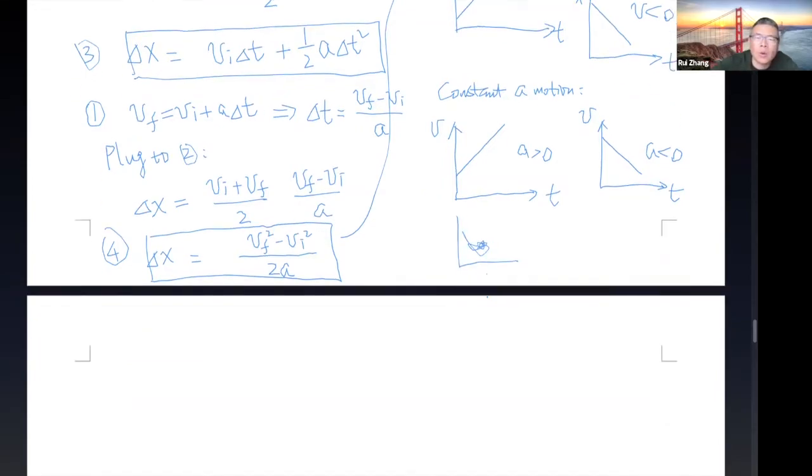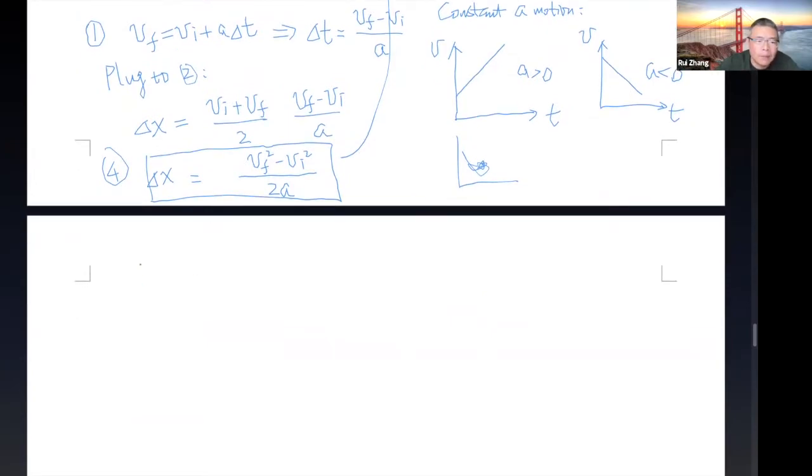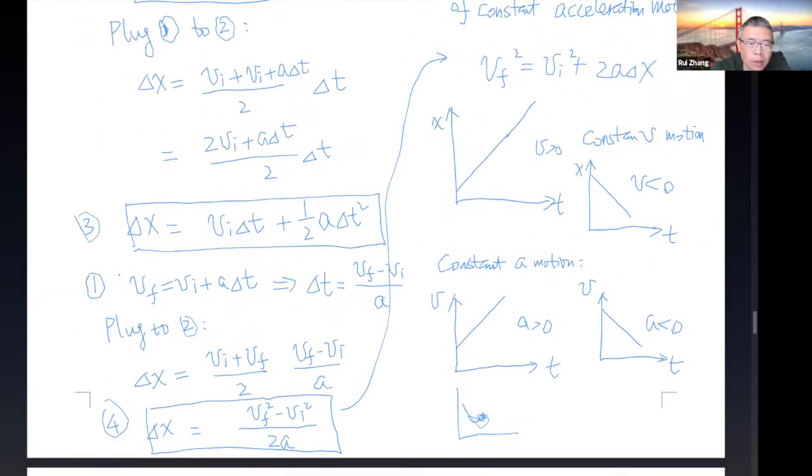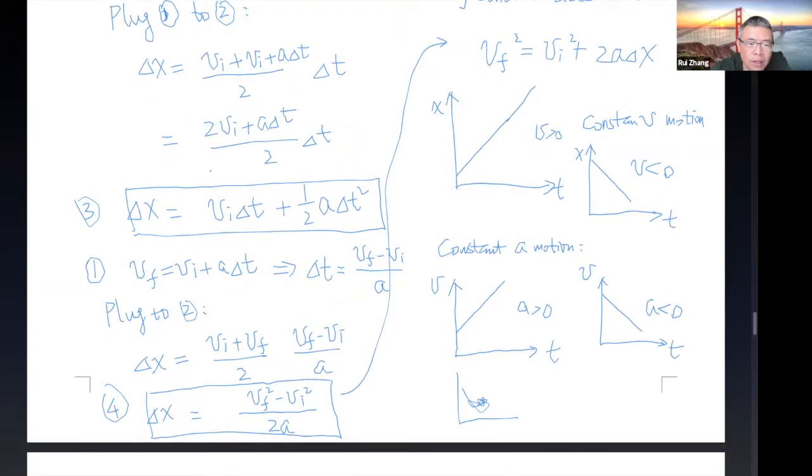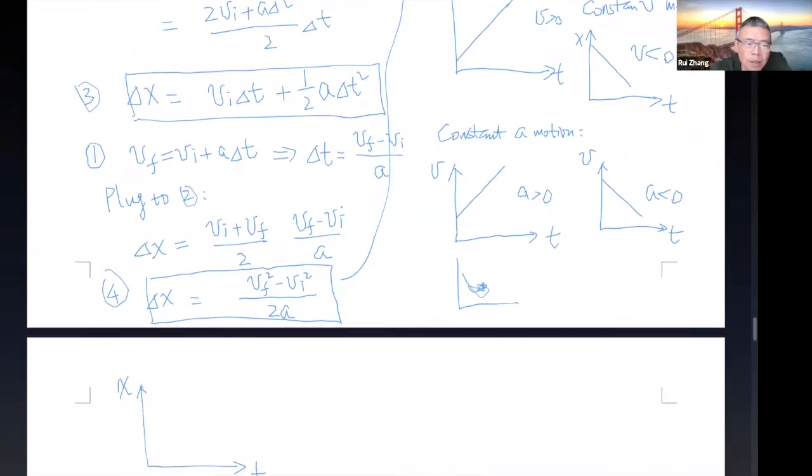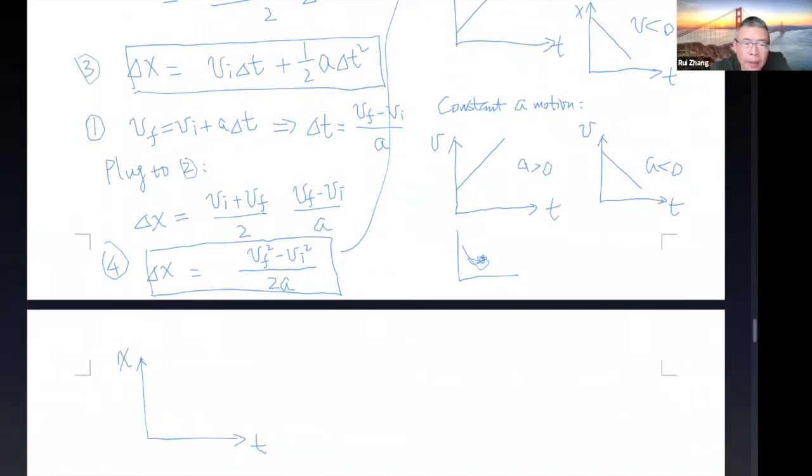Let's also go to the space-time diagram for constant acceleration motion. In this case, you do not expect your diagram to be a straight line, because your velocity is going to change, so the slope is not constant anymore. As you can see from the formula, the displacement has two terms. One is proportional to time, the other is proportional to time squared. So if you plot X versus time, you get a parabola.